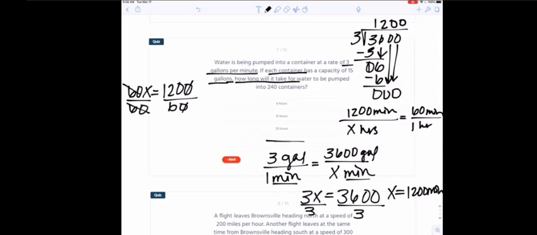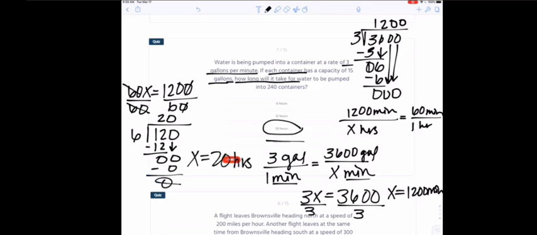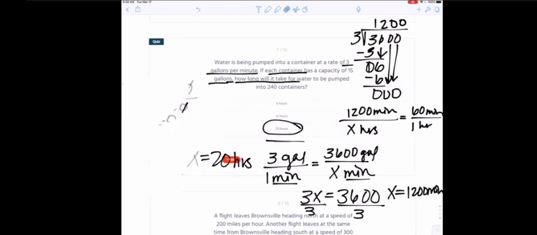I can actually eliminate a 0 here. So now I'm left with 120 divided by 6. 6 goes into 12 2 times. 6 times 2 is 12. Bring down the 0. 6 goes into 0 0 times. And that's it. X equals 20 hours. Okay? That one was a little more challenging because that one required us to do this 3 times. So if you got confused, go back and take a look at it again. That's not a problem. If you're ready, I'm going to go ahead and move on to the next one.